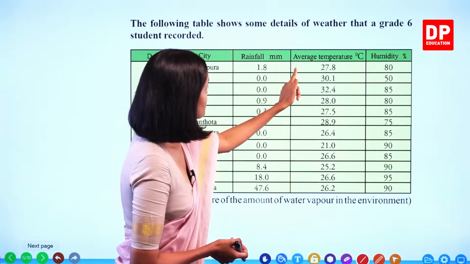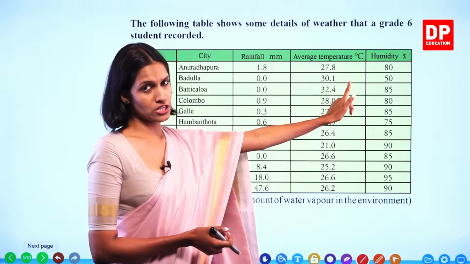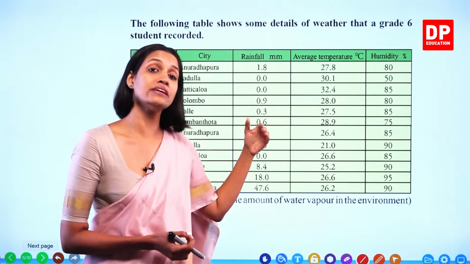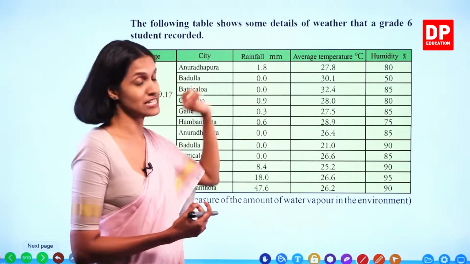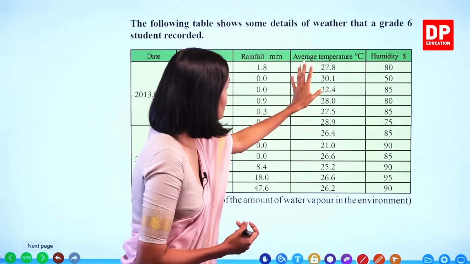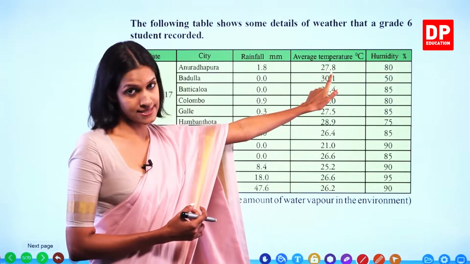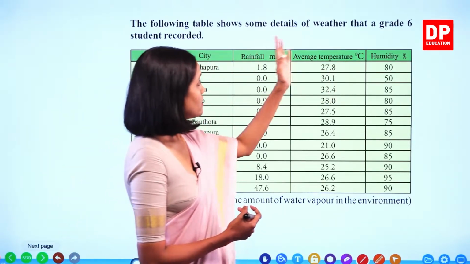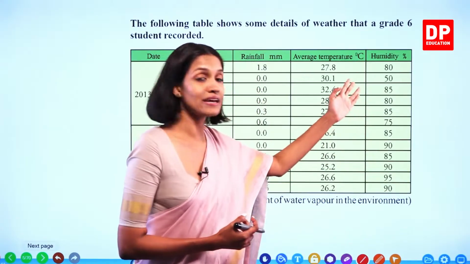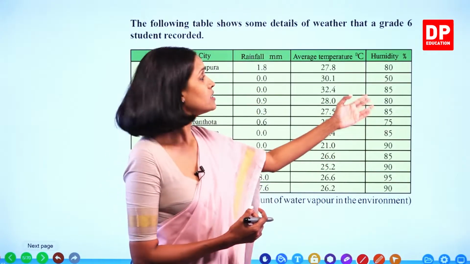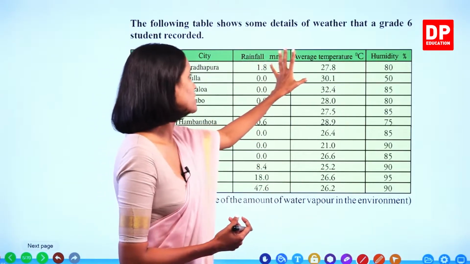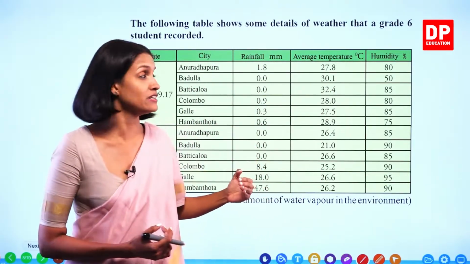Rainfall, average temperature, humidity. Now when we give the rainfall, the unit of measuring the rainfall is millimeters, right? And the unit of measuring the average temperature is degrees Celsius, right? Now to measure humidity, we represent the humidity as a percentage, okay? So what is the meaning of humidity, children? Now about rainfall and temperature, you all are familiar with.